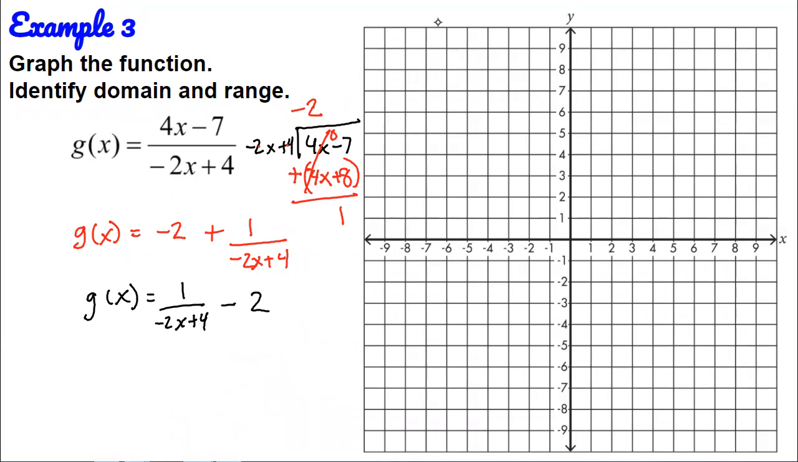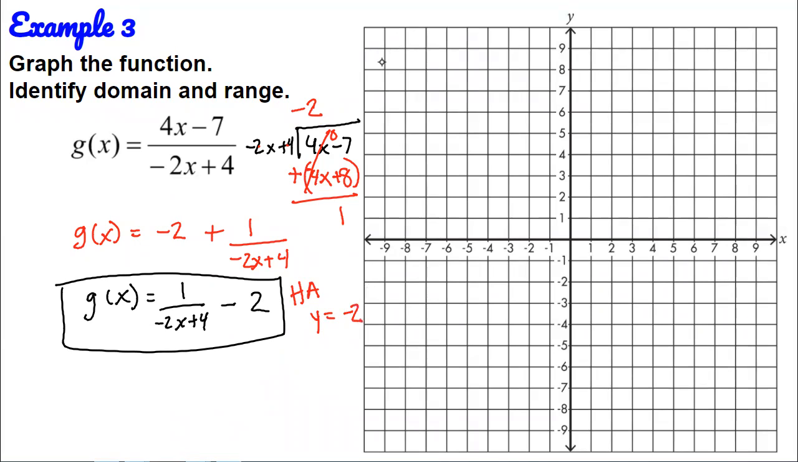Okay, so let's now identify our vertical and horizontal asymptotes. The horizontal asymptote is at y equals negative 2. And our vertical asymptote: negative 2x plus 4. Yeah, it's at 2, this would give me 0. x equals positive 2.